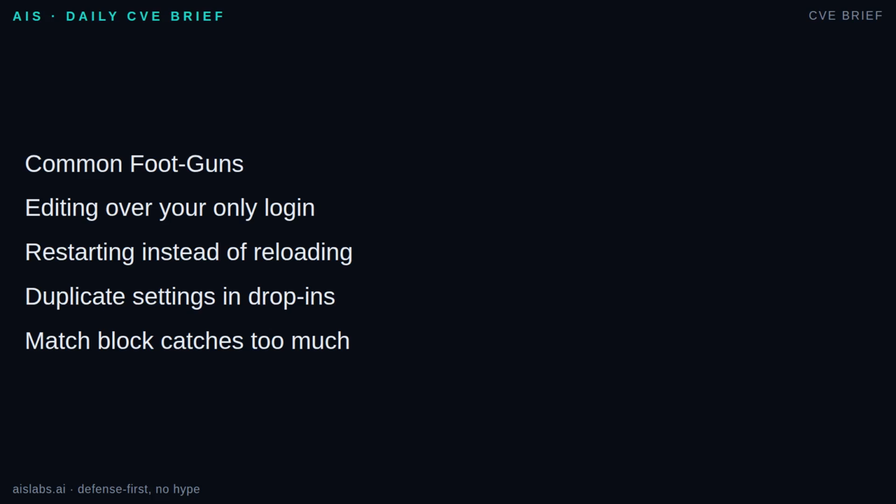The third is duplicate directives. A drop-in file may already set a value, and your later line may not win. Use sudo sshd -T to inspect effective configuration when you are unsure. Fourth, Match blocks continue until the end of file or another Match, so keep them at the bottom. Finally, sshd_config is normally root-owned and readable, often mode 0644. Private host keys must stay private, usually 0600.